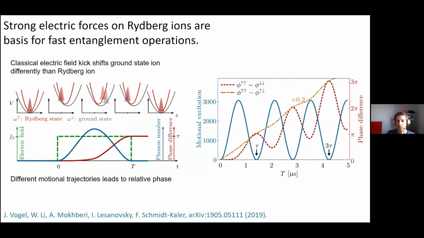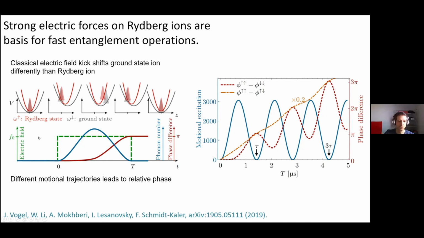Okay, it's not the only gate that is possible with Rydberg ions, and here just to give you a little bit of an idea of what else is possible in such a Rydberg ion string. I told you that the Rydberg state has a different trapping potential than the ground state due to the strong polarizability of the Rydberg levels. And there was a proposal by the Mainz group from Ferdinand Schmidt-Kaler and co-workers to use this different trapping potential for strong state-dependent forces.